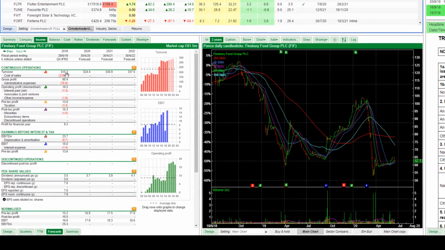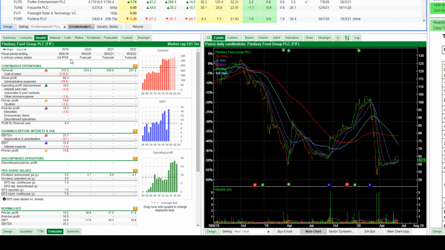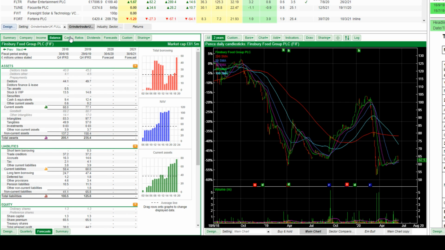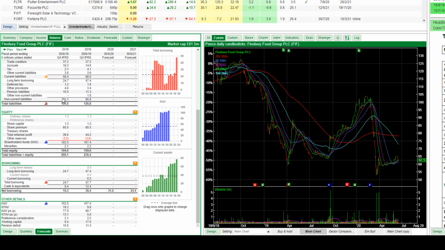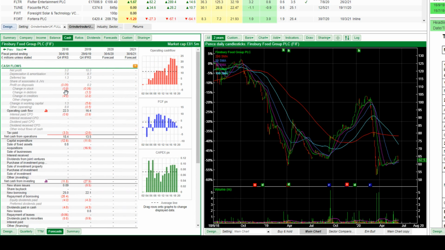So it's given us the figures from 2019. And I'll just go, we can scroll back to see two years of broker forecasts, and the actual financial figures from 18 and 19 on the income statement. You've got one for the balance sheet. There's a lot here. And then cash flow.